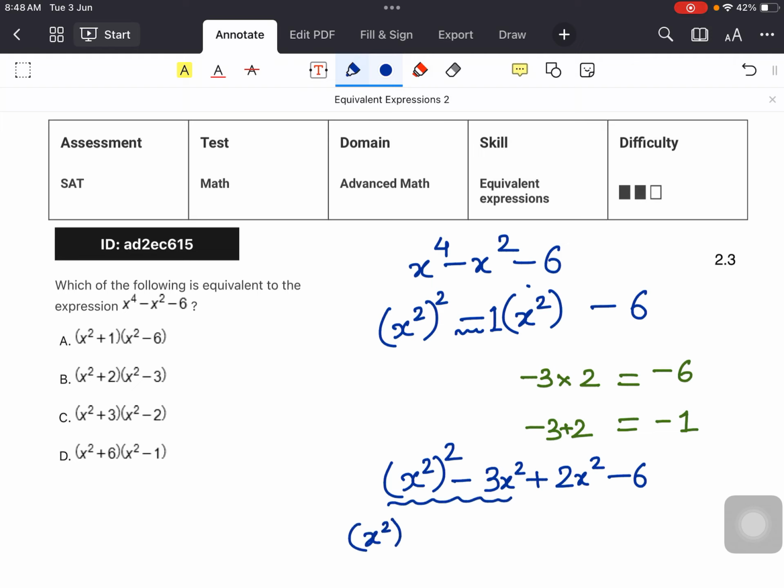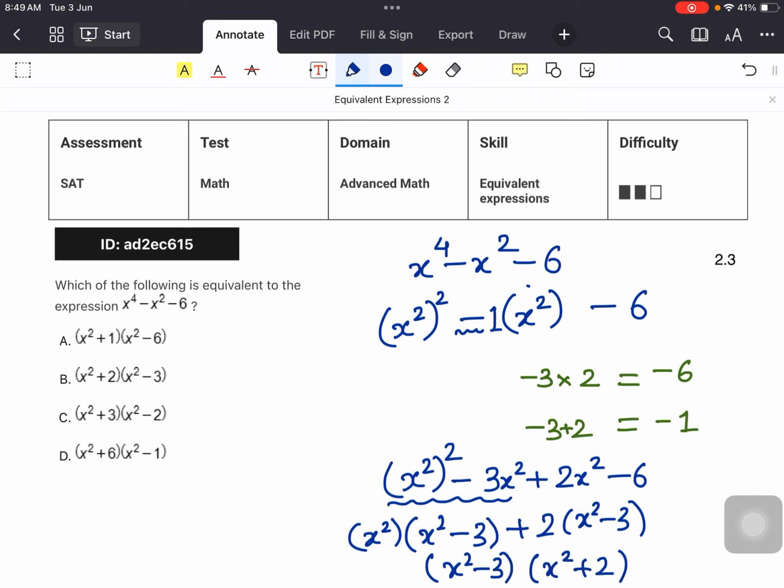So x squared is common there, and inside, x squared minus 3, and here I can see 2 is common, x squared minus 3. So yeah, I am very near to the answer: x squared minus 3 and x squared plus 2. So this option we are getting here, which is option B. So again I am getting B as an answer.